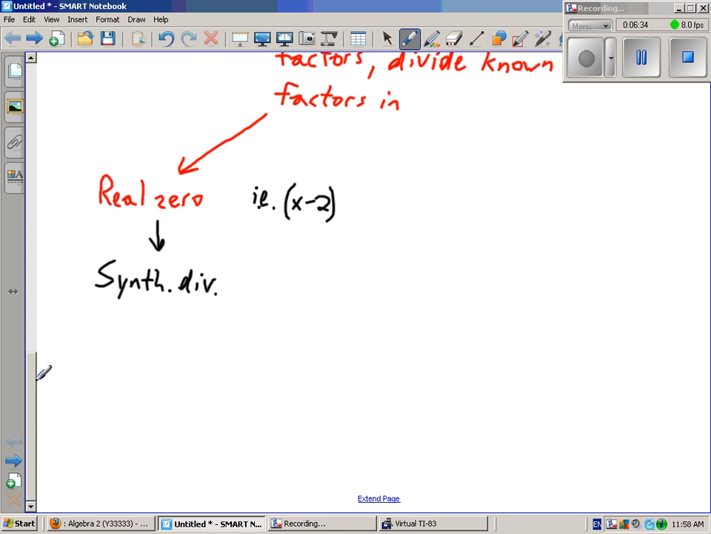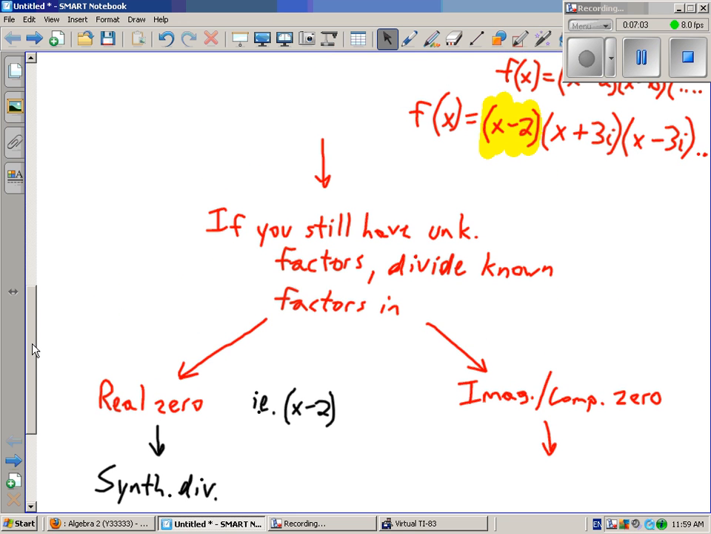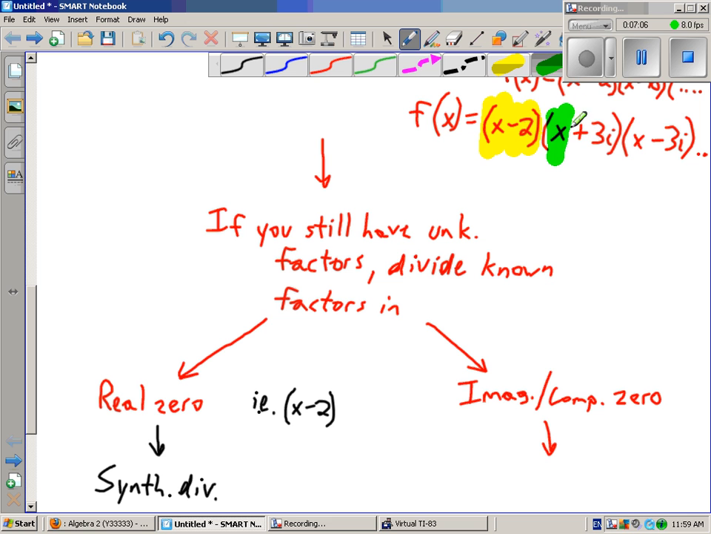Okay, the other option is that you have a non-real zero, an imaginary or a complex zero. Now if you have complex zeros, you're not going to have just one. For example, they're complex conjugates. They're going to be coming in pairs. So here, use the highlighter again, use the green this time. This x plus 3i and x minus 3i gives us two zeros, one at positive 3i, the other one at negative 3i.